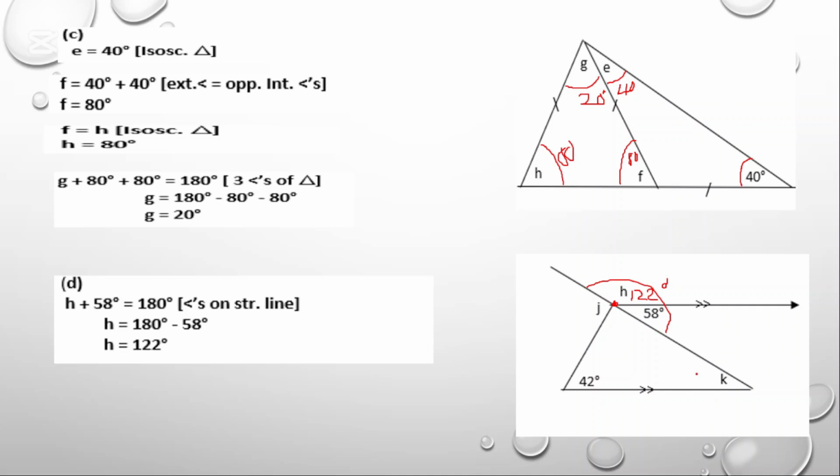Now we can move to K. Why can I move to K? Because of alternate interior angles.